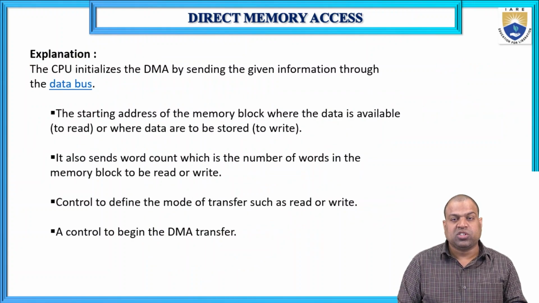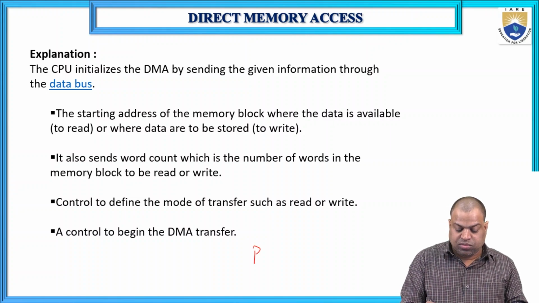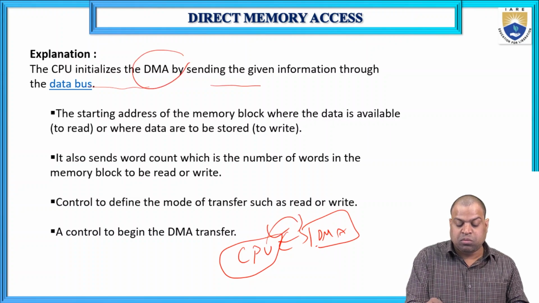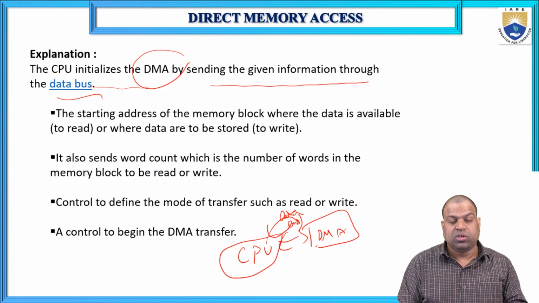Now in the explanation part, what is it about the DMA? The CPU initializes the DMA by sending the given information through the data bus. So from CPU to DMA, what data is transferred? The CPU initializes the DMA by sending the information through the data bus. So we pass the data from the CPU to the DMA through the data bus.